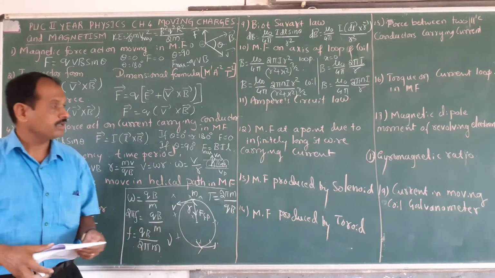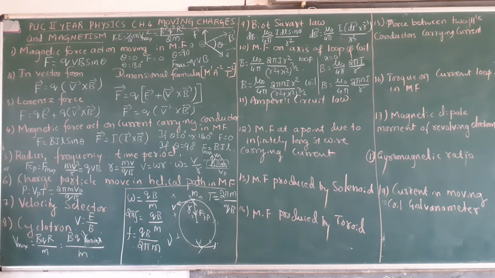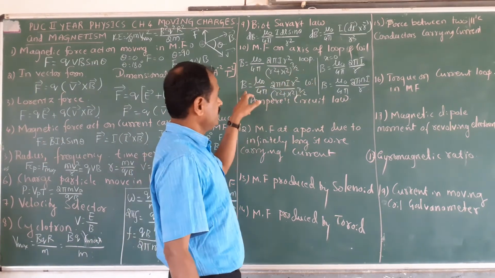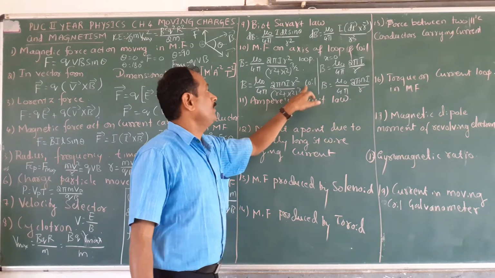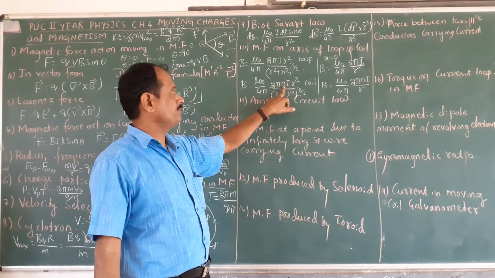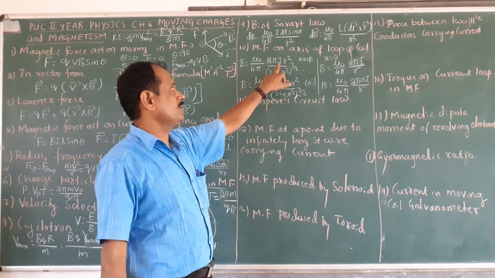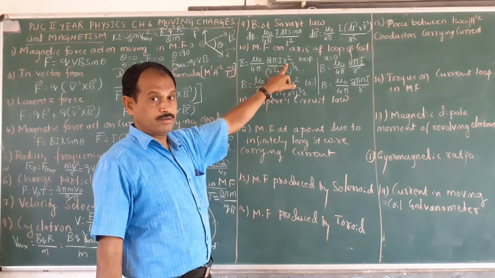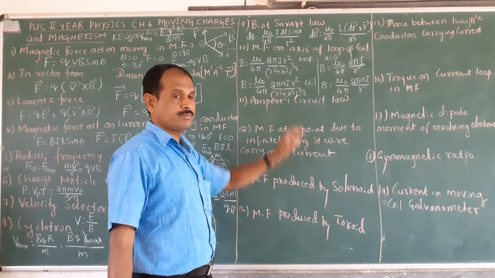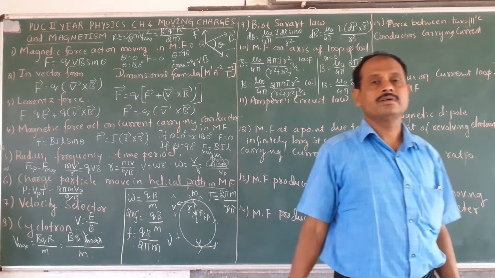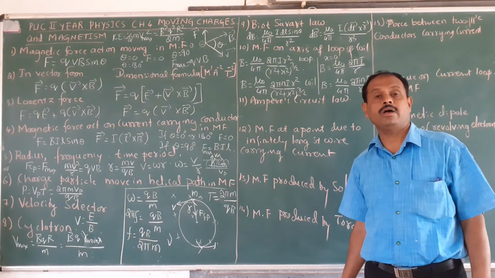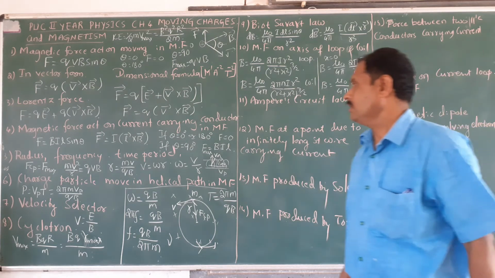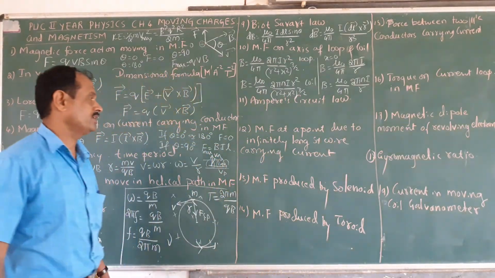This is the expression for the magnetic field produced at a point on the axis of the current carrying coil, where n is the number of turns in the coil, I is the strength of the current, r is the radius of the coil or loop, and x is the distance of the point from the center of the loop or coil on the axis. Now Ampere circuit law, this is a very important point here.